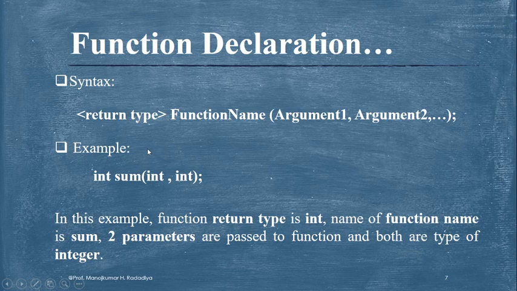Okay, for an example of function declaration, if I want to make a function named sum, first I type the return type. Here I am using int, then a space, then my function name, then in round brackets I pass two arguments, both of type integer, then close the round bracket and add the semicolon. So it is interpreted as: the function's return type is integer, the name of the function is sum, and two parameters are passed to the function, both of type integer.